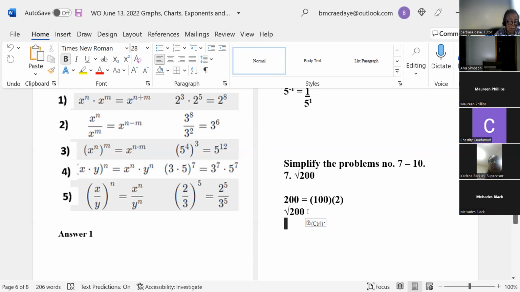So the radical 200 equals, now you told me 100, so let's just put the 100 here. It's like I say, you can take the radicals and factor them into other radicals. So this would be radical 100, and this would be times radical 2. Everybody following me? Yes, ma'am.